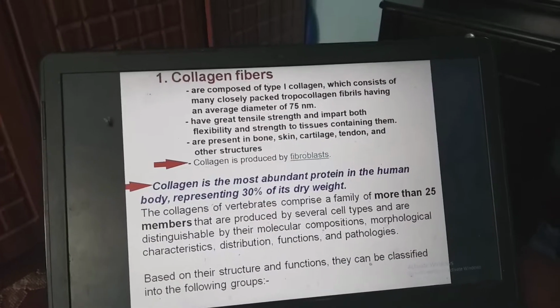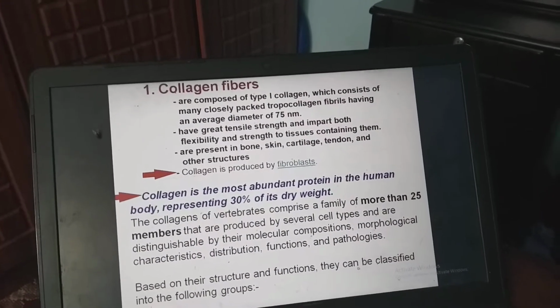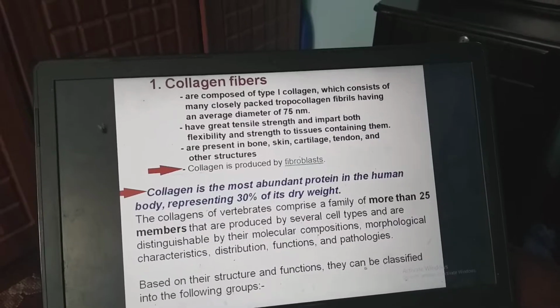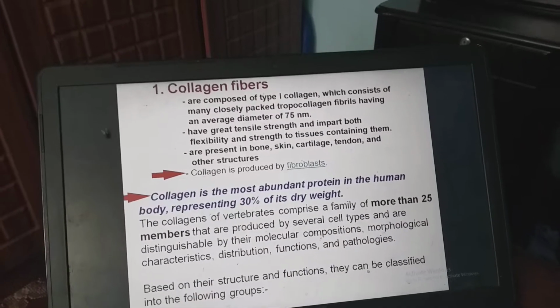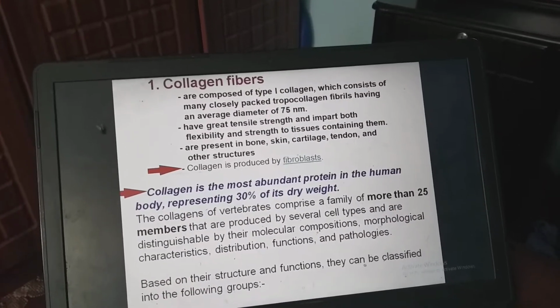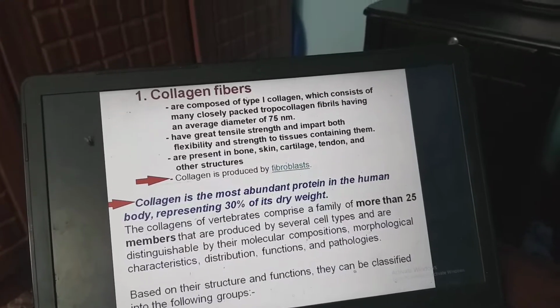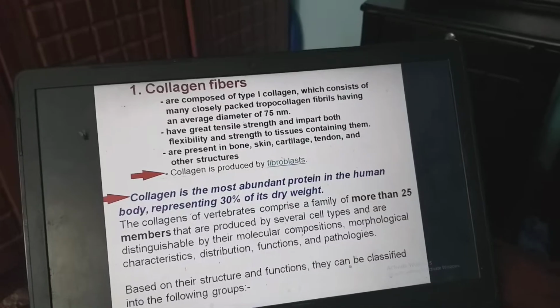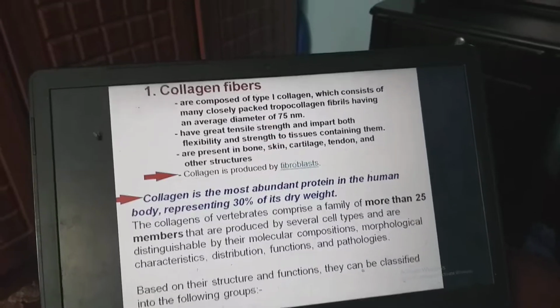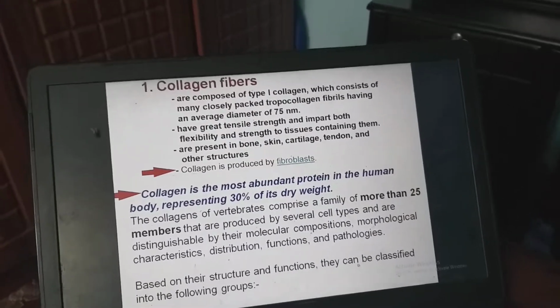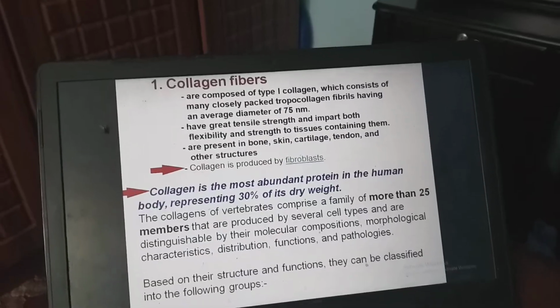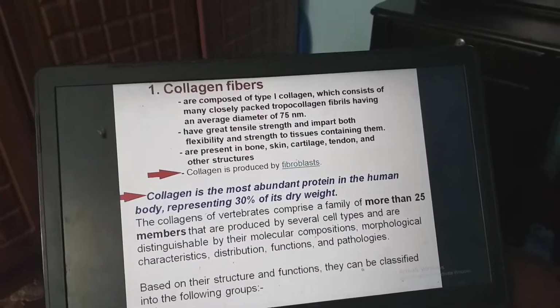Observe, the main collagen fiber is collagen type 1, and the average diameter of this is about 75 nanometers. Collagen is the most abundant protein in the human body, representing about 30% of dry weight when you compare with elastic fibers and reticular fibers.